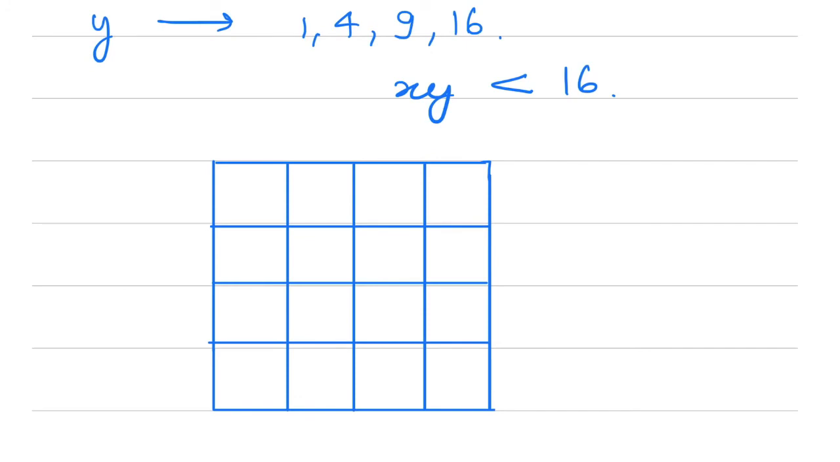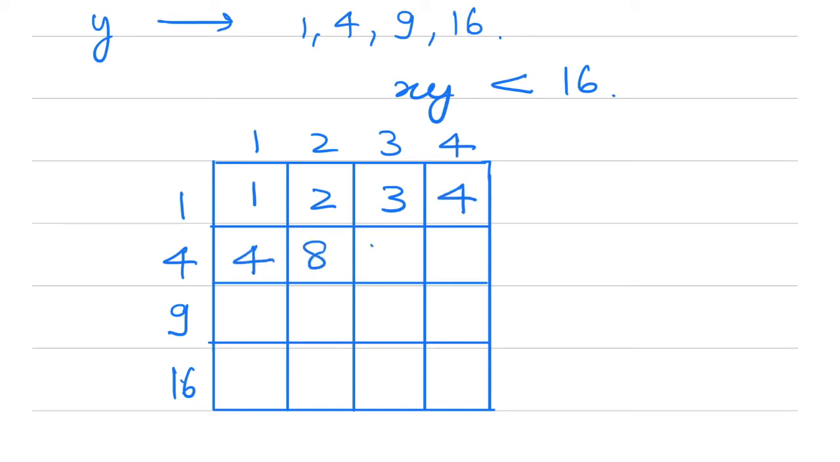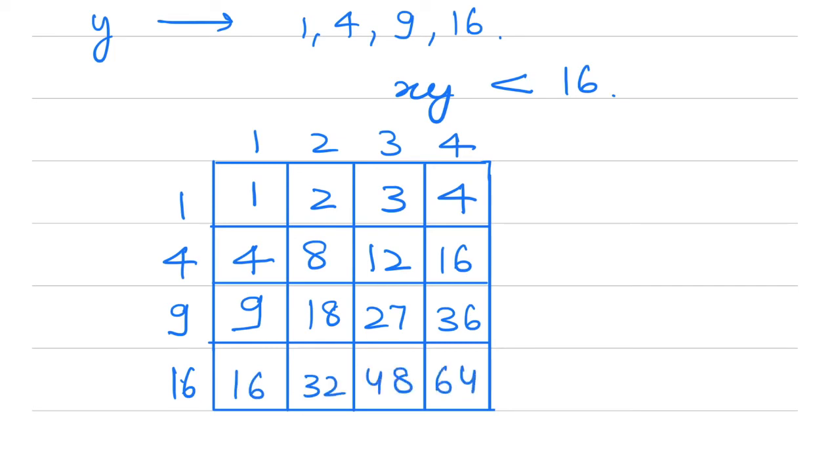Let's have 4 numbers here. So this would be 1, 2, 3, 4, and here we have 1, 4, 9 and 16. So this product would be 1, this would be 2, this would be 3, this would be 4, and this would be 4, 8, 12 and 16. Then this would be 9 and 18, 27 and 36, then 16, 32, 48 and 64.